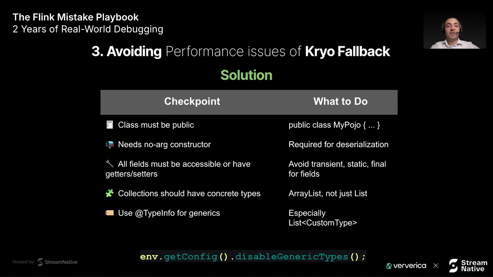In order to have POJO serialization for our Flink application, we need to make sure that the class we defined as a POJO is a public class. Then that class needs to have a no-argument constructor. These are the rules of POJO, which are required for deserialization. And then all fields must be accessible: they should be public fields, or if they can't be public, they should have getters and setters in order for Flink to apply its serialization logic to them. Of course, collections should have concrete types; just the list type needs that annotation that I just mentioned.